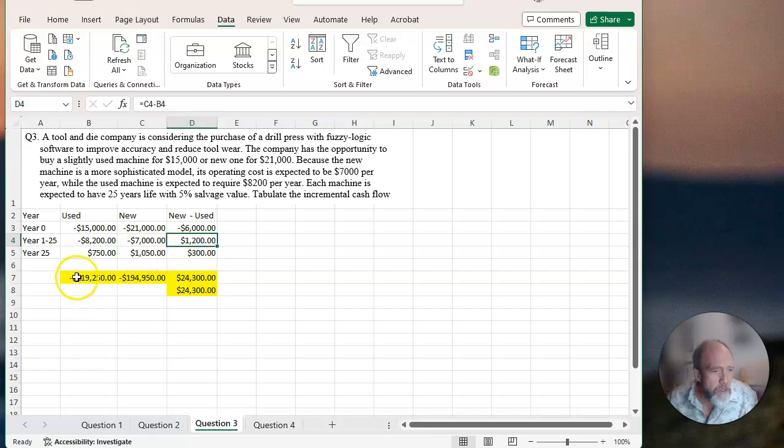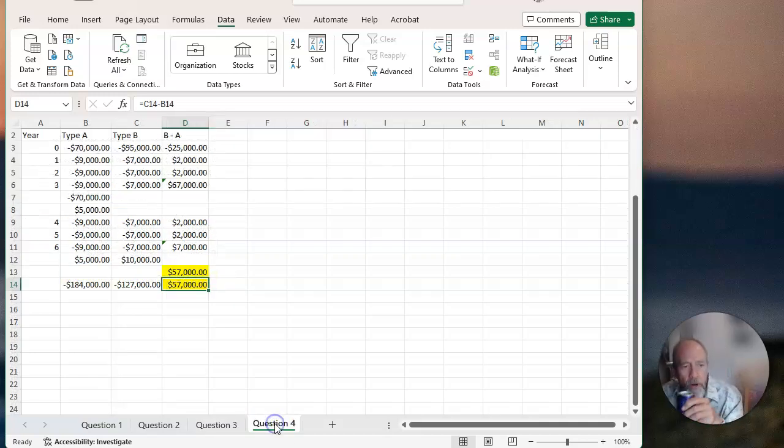You could also do the exact same thing by doing this number plus this number times 25 plus this number, putting them there, doing the same thing with the new. And guess what? If you subtract this from this, the new minus used, you're going to get the exact same number. That's what I did in this cell right here to prove that the two numbers were the same. So essentially an incremental cash flow tabulation.